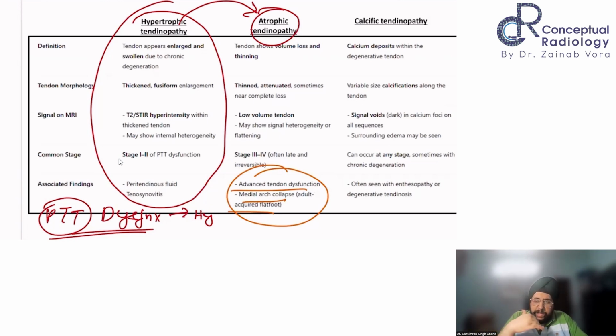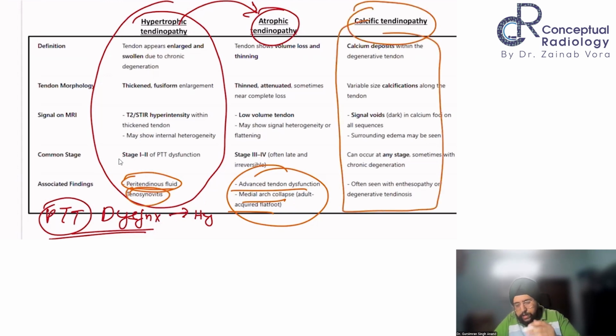Hypertrophic tendinopathy, I told you, is an acute kind of thing. So you have your peritendinous fluid and tenosynovitis in the proximal part. And in the later stages, you can have calcific tendinopathy as well. It can be seen in chronic degeneration also, and there can be some systemic causes also. So you have hypointense or signal void areas on all sequences. We know how calcification looks on MRI. So PTT dysfunction starts with hypertrophic tendinopathy followed by atrophic tendinopathy, and calcific tendinopathy can occur at any stage.